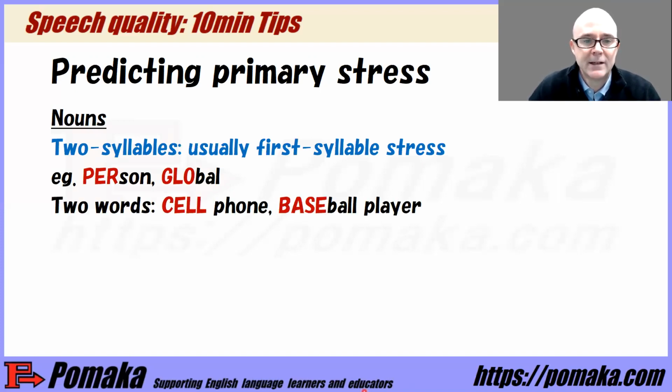Two-word nouns or compounds usually have the primary stress on the first word. Cell phone, baseball player.